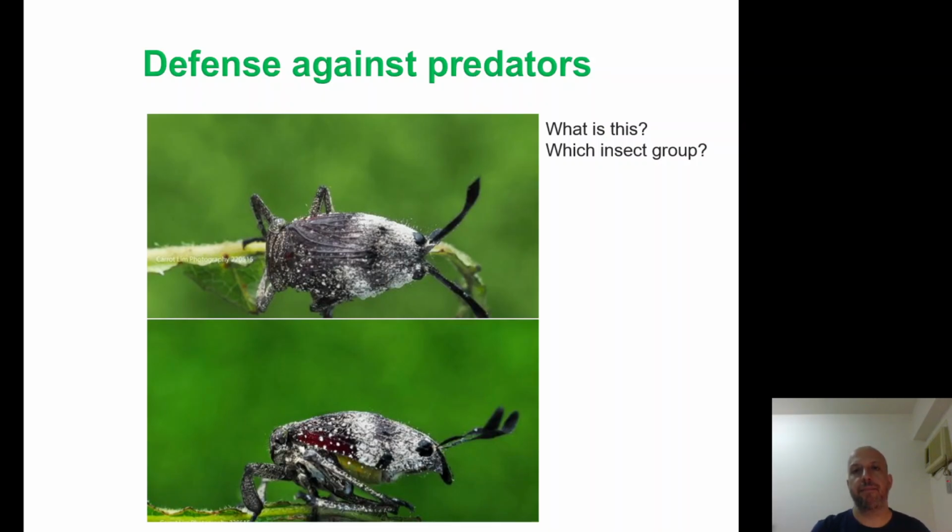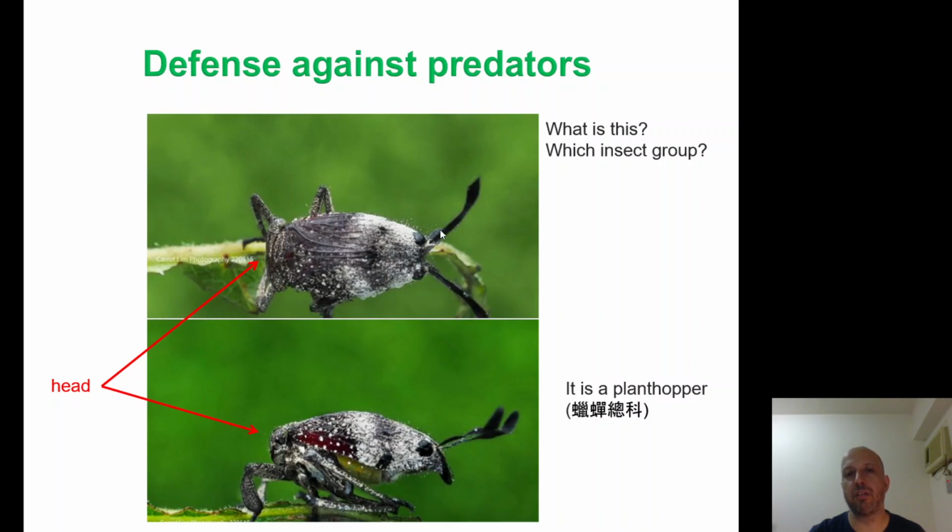What about this? Which group of insect is that? Have you seen an insect like this? It can be confusing, right? We haven't had any insect with such a weird antenna. But actually, the head is here. So this antenna is fake. This eye is also fake. So this is another example of defense against predators.